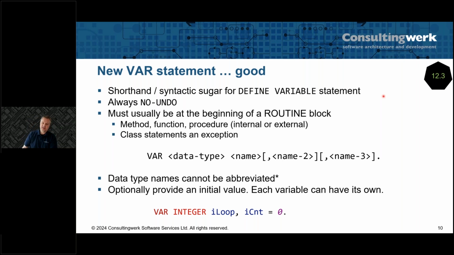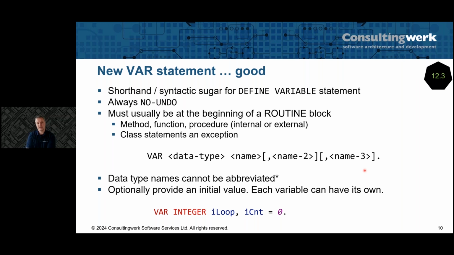So the var statement looks kind of like this: var, a data type, a name, possibly comma, a second name, comma, a third name, and possibly even initial values. You can see at the bottom, an integer statement, a loop, and a counter. A counter starts at 0. So you can add each one of those as their own. How you structure all of this is obviously going to be up to you. So you can have var integer I loop on one line, var integer I c and t equals 0 on another line. Also fine. It's just possible to build single lines with multiple definitions in them.